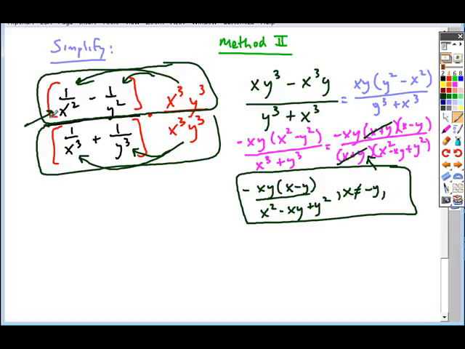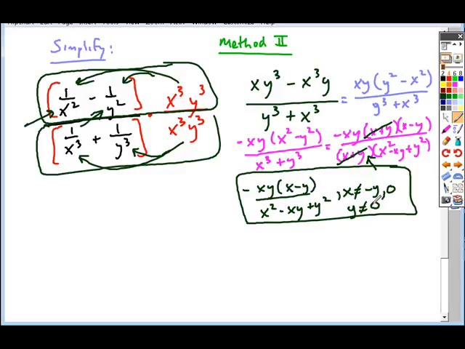What can x not be based on this? 0. And then what about this? Y can't be a 0 either. Okay, so you do need to be able to go back and find those domain restrictions when they occur.